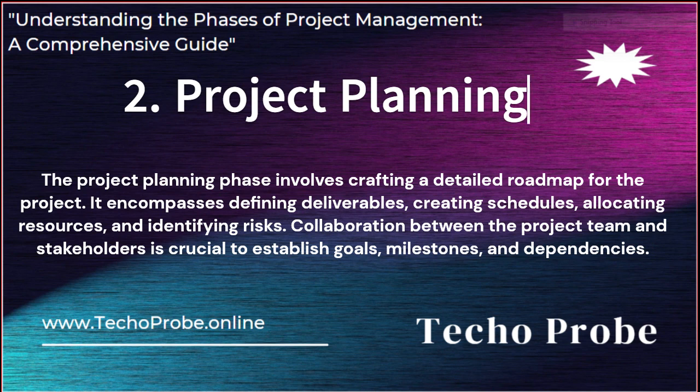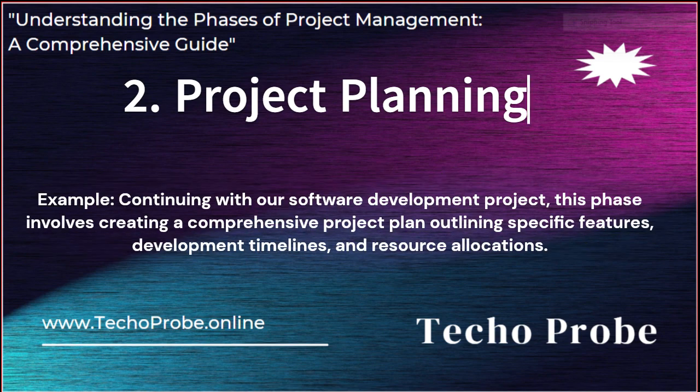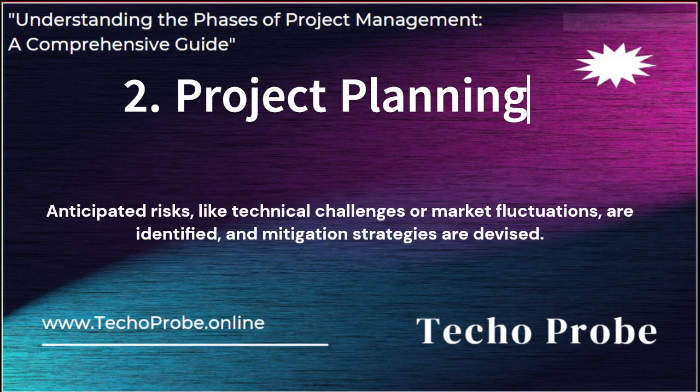2. Project planning. The project planning phase involves crafting a detailed roadmap for the project. It encompasses defining deliverables, creating schedules, allocating resources, and identifying risks. Collaboration between the project team and stakeholders is crucial to establish goals, milestones, and dependencies. Example, continuing with our software development project, this phase involves creating a comprehensive project plan outlining specific features, development timelines, and resource allocations. Anticipated risks, like technical challenges or market fluctuations, are identified and mitigation strategies are devised.